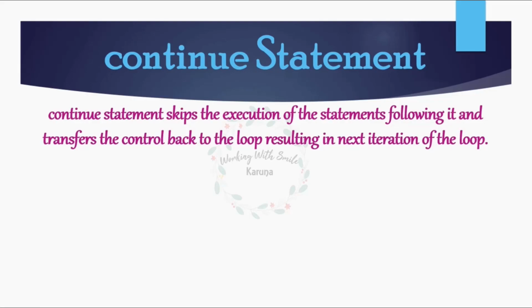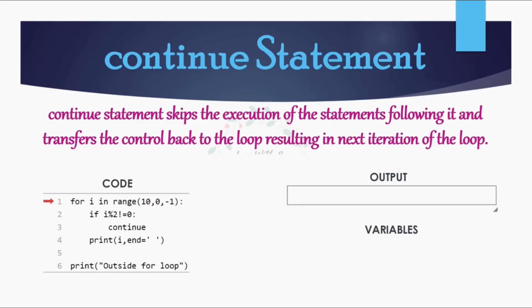Let's understand the continue statement with the help of this example. In this example, the range function generates numbers in reverse order starting from 10 till the number 1, where every number is decreased by 1. So in the first step, i gets value 10, after which it is checked against the condition of i modulus 2 not equal to 0. For number 10, this condition becomes false and the control moves to the statement which gives the value of 10 as the output. In the next step, i is decremented and gets value 9.